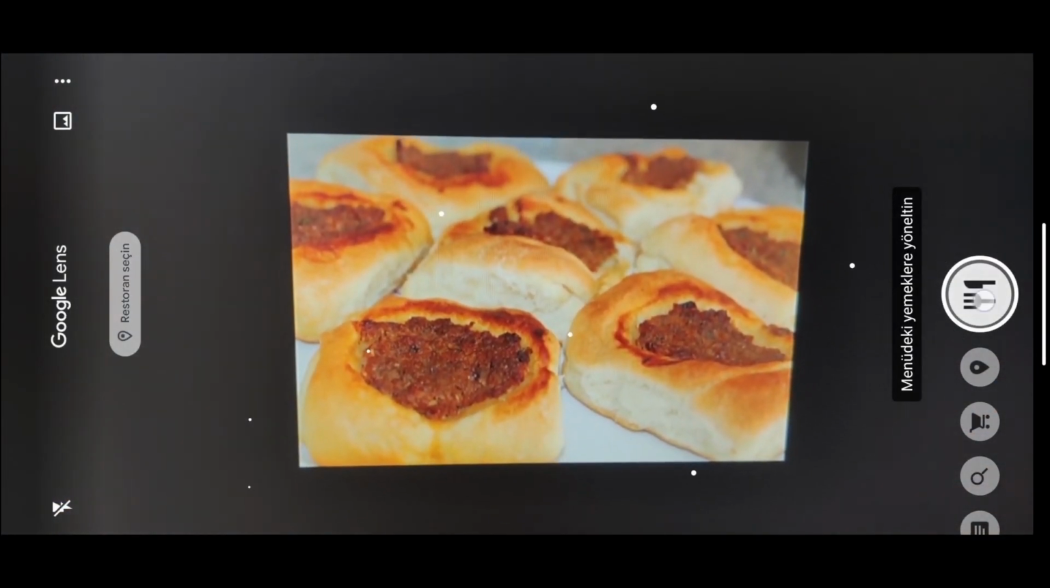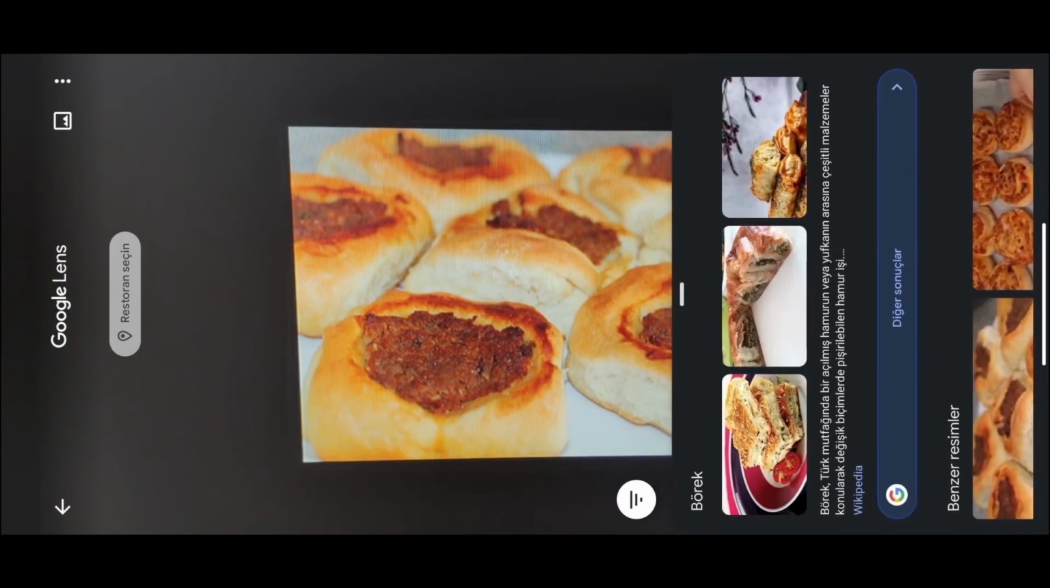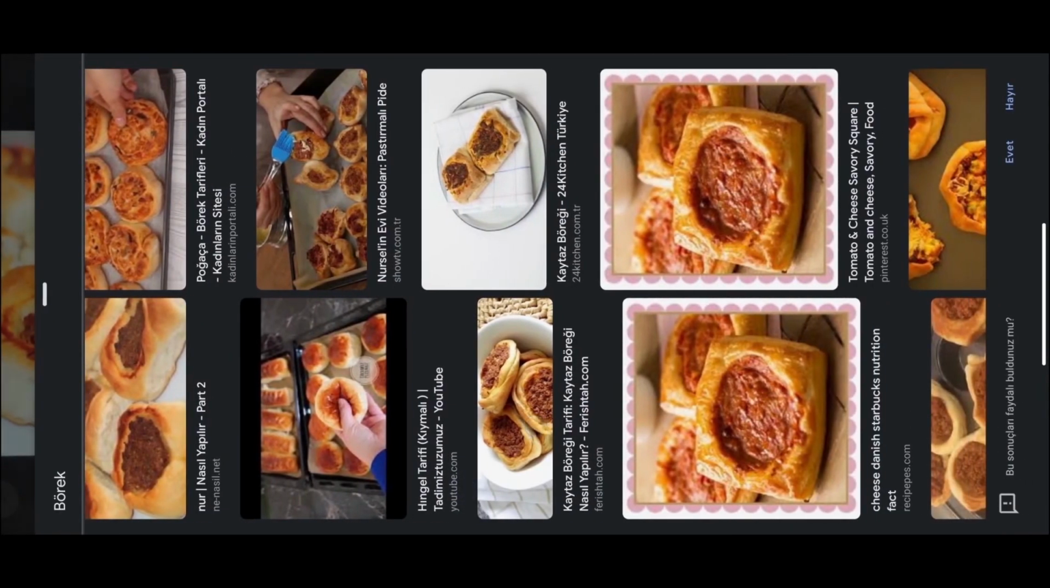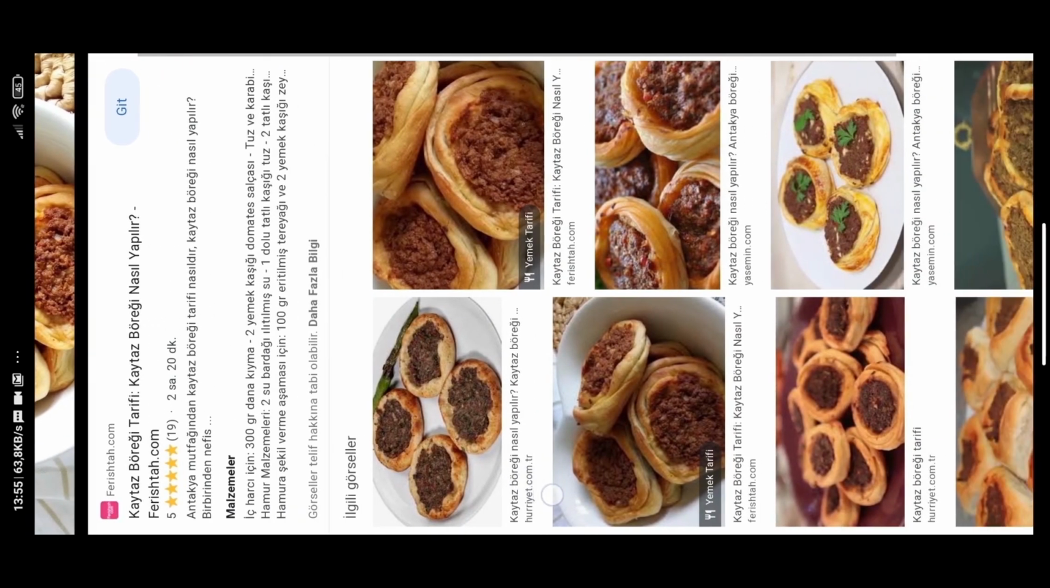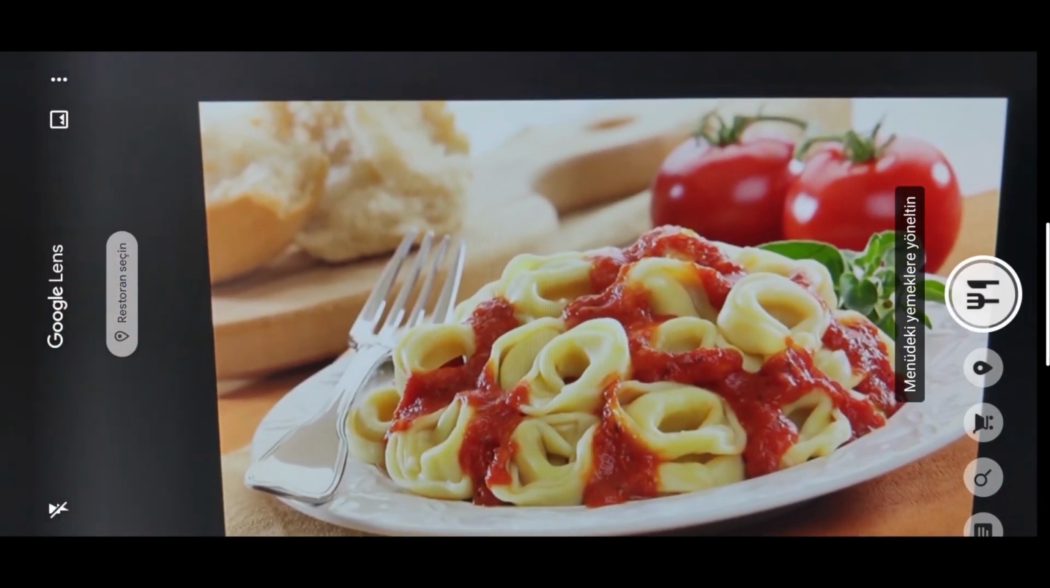An unfamiliar meal came to you, and you liked the taste very much. When you hold the lens application on it, you can find the name, the recipes, and which country's traditional food it is, like the famous Italian dish tortellini.